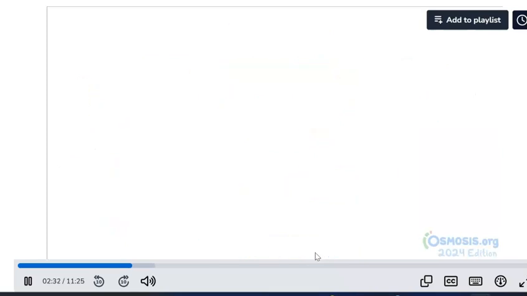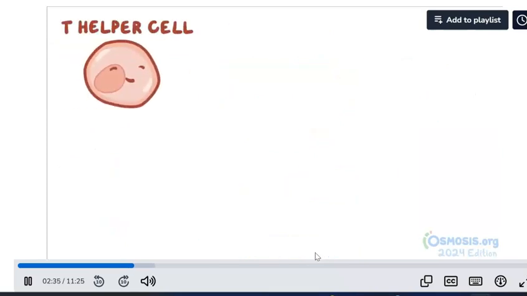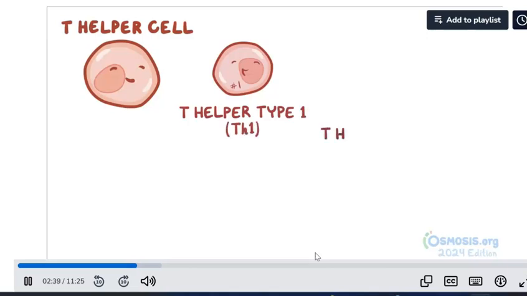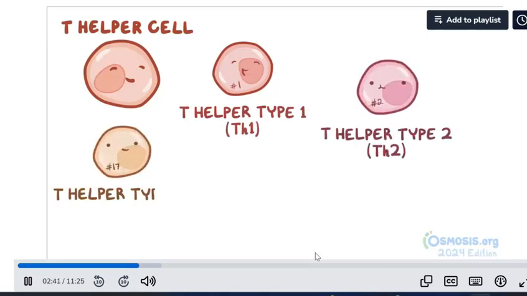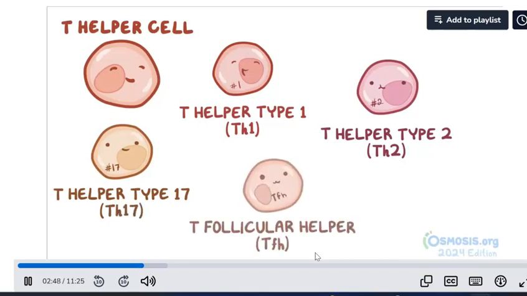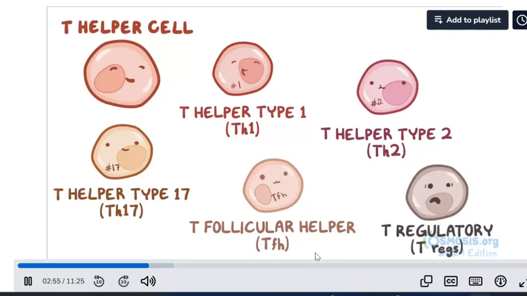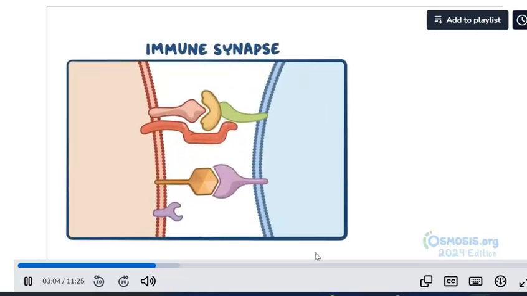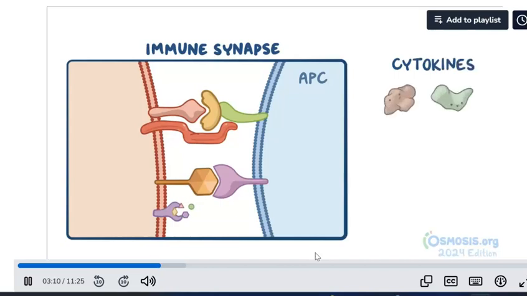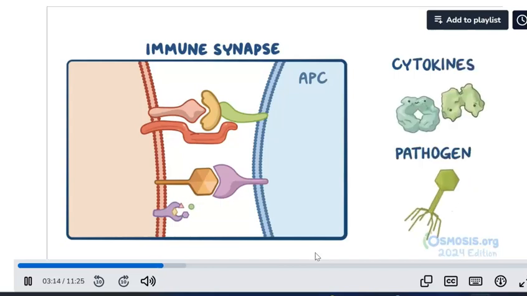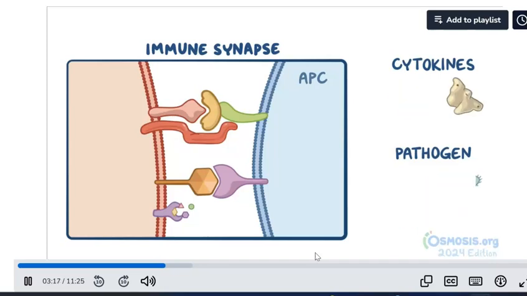Now, within the broad category of T helper cells, there are subcategories like T helper type 1, or Th1, T helper type 2, or Th2, T helper type 17, or Th17, and T follicular helper cells, or TFH. There's also a class of T cells called T regulatory cells, or Tregs, but these aren't considered T helper cells because they're mostly involved in contraction of the immune response. Within the immune synapse, antigen-presenting cells, or APCs, send out different combinations of cytokines, depending on the type of pathogen. These cytokines help tailor the immune response to the specific pathogen.